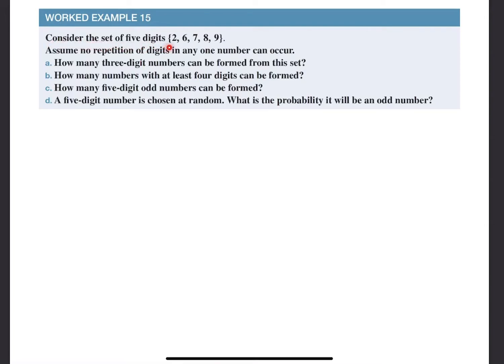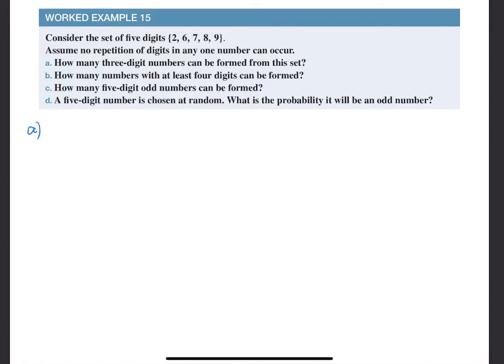Consider the set of 5 digits: 2, 6, 7, 8 and 9. Assume no repetition of digits in any one number can occur. For A, how many 3-digit numbers can be formed from this set?